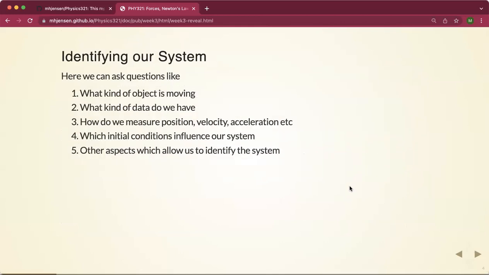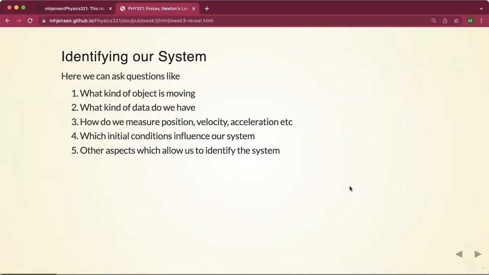The first stage in what we will call the scientific method here is to identify our system. So what kind of object is moving? This is one of the first things we're going to ask ourselves. If you're studying the solar system, the objects which are going to move are the planets. The sun is much more massive, and we could then think of the sun being at rest roughly. And then we let the planets move around the sun.